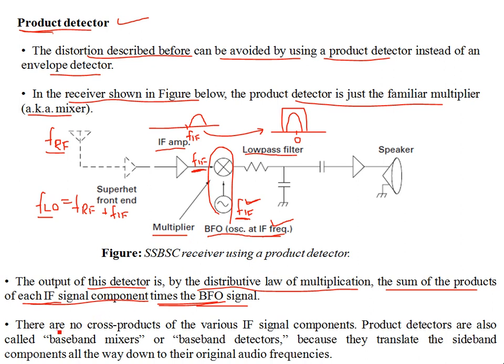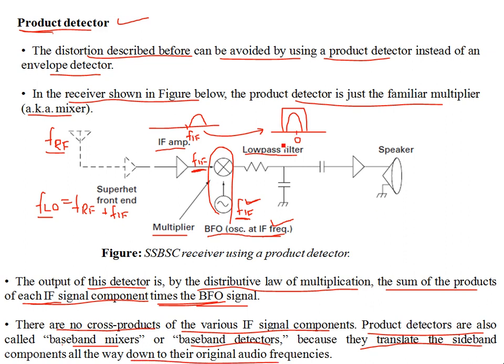So if you assume that there are no cross products in the superheterodyne receiver, no distortion due to the intermodulation or beating of IF frequency components together, if there are no cross products of IF signal components, the product detectors are also called baseband mixers, or baseband detectors. Why? Because they are going to shift the spectrum at the intermediate frequency down to DC. So they translate the sideband component all the way down to the original frequency.